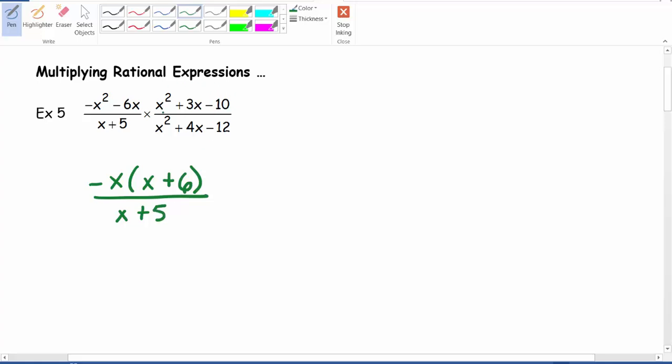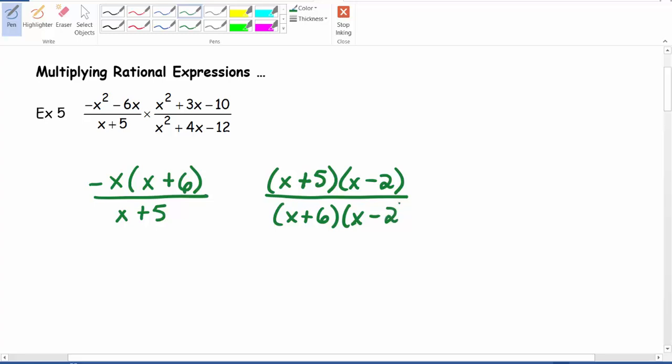For this top right item, we have x squared plus 3x minus 10. We can break that down to be x plus 5 times x minus 2. And on the bottom, we can break this down into x plus 6 times x minus 2. And again, we are still multiplying these two items together. I'm going to change this times symbol to a period so that we don't mix it up with an x value.